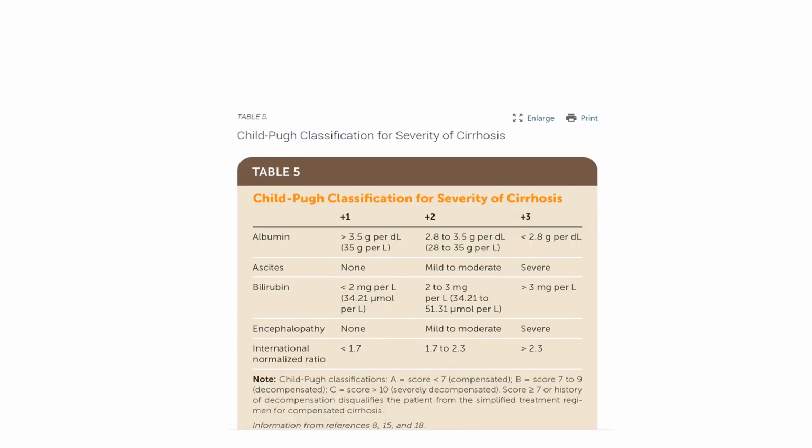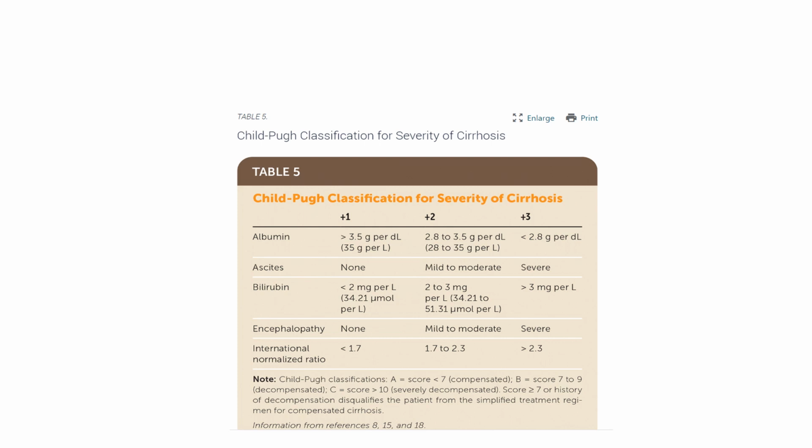This table is called the Child-Pugh classification for severity of cirrhosis. It basically helps you to check how severe your patient's cirrhosis is. It uses the albumin, the ascites, the bilirubin, the encephalopathy, and the INR. So it has a score of 1 to 3. If your patient has an albumin of greater than 3.5, the score is 1. If the patient has albumin of 2.8 to 3.5, it is plus 2. And any albumin less than 2.8 is plus 3.